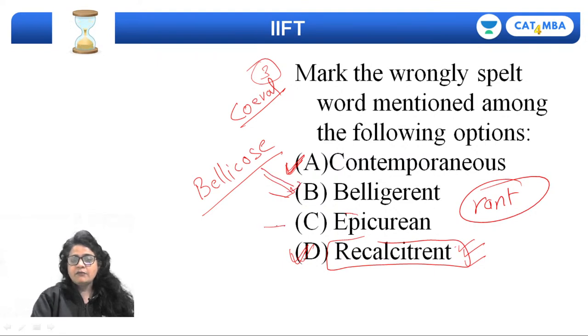Epicurean is somebody who is a connoisseur. Not incorrigible. Yeah. So incorrigible is something that defines recalcitrant, but that is not the meaning of recalcitrant. Take care?